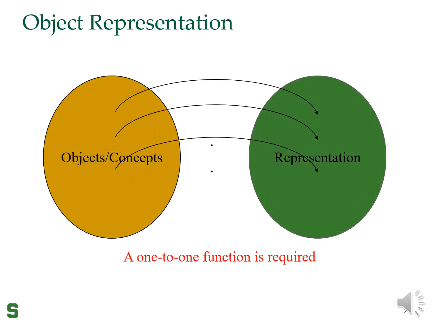The key thing that we are trying to do with number representations is we are mapping objects and concepts into representation. What we need is a one-to-one mapping, so that whatever object we are talking about, I don't want two objects to be represented by the same thing, because in that case I won't know which object I'm talking about, and that's why I need a one-to-one function in this setting.